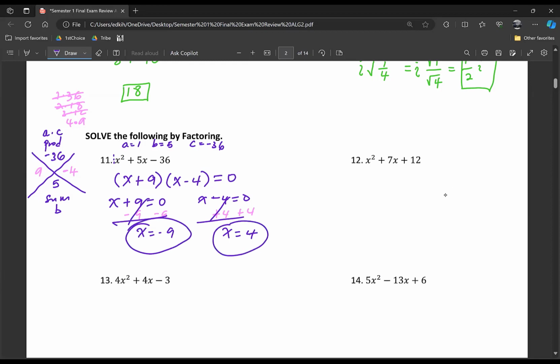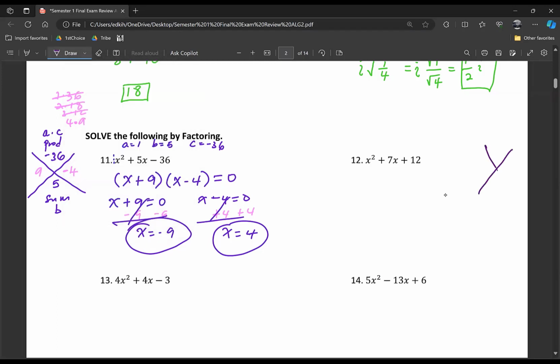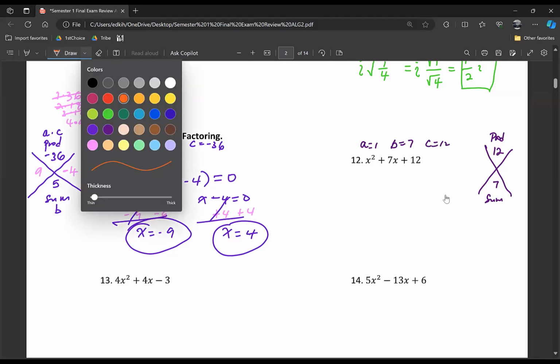Okay, so you would be doing the same thing for the next question, okay? You need to, first of all, just do the x method. Do you have GCF? Is there anything that goes into all three of these terms? If you said no, then you are correct. We'll just do product and sum. So we have product is 12, the sum is 7, because the A value is 1, B value is a 7, and the C value is a 12. Okay, so now we need to find numbers that when multiplied will give us a 12, and then when we add them, we get a 7.